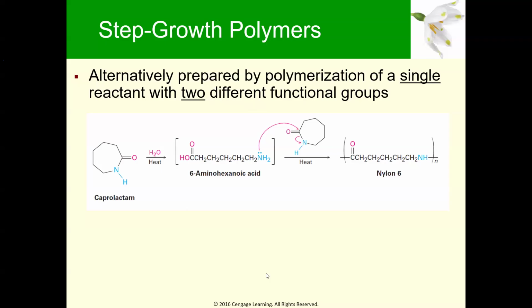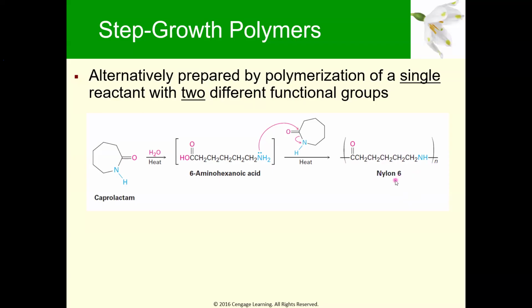And so you can catalyze the opening of this one, caprolactam, and what you get, as an intermediate product, is this 6-aminohexanoic acid, where you've got the amine on one side of the molecule and the carboxylic acid on the other side of the molecule. So in a sense, it's still like an intramolecular reaction. But if we allow one unit to react with another unit, then it creates a chain. And we call that nylon 6.